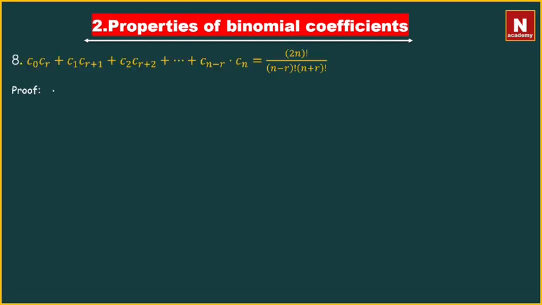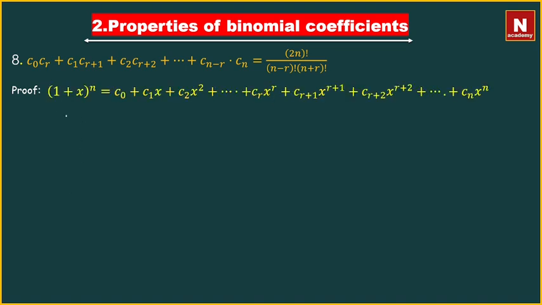Let us start property number 8. This is the last property. Proof of this property. We have to start with the expansion of 1 plus x whole power n. See, 1 plus x whole power n expansion: C0 plus C1 x plus C2 x square and so on, Cr x power r plus Cr plus 1 x power r plus 1 plus Cr plus 2 x power r plus 2 and so on, Cn x power n. Because here Cr required, Cr plus 1 required, Cr plus 2 required, and so on Cn. That's why I am writing Cr, Cr plus 1, Cr plus 2, Cn.